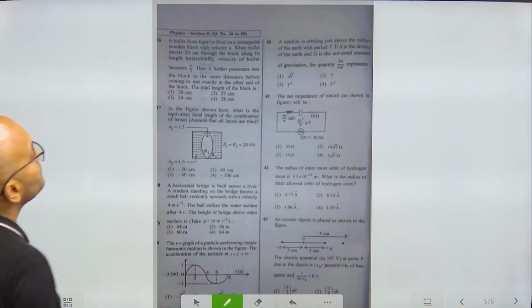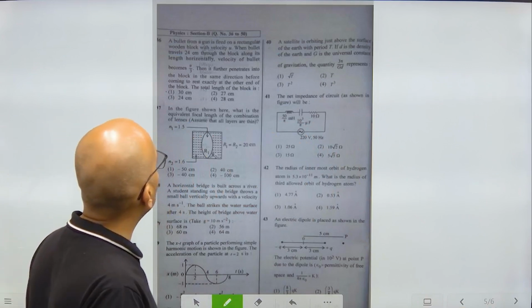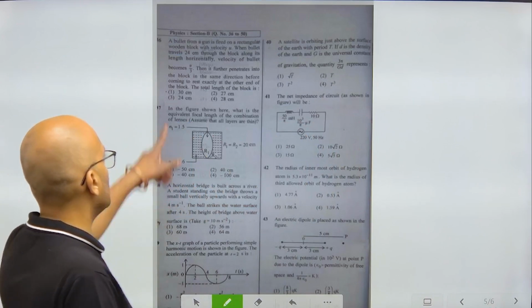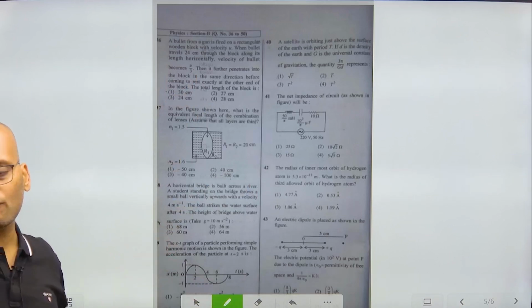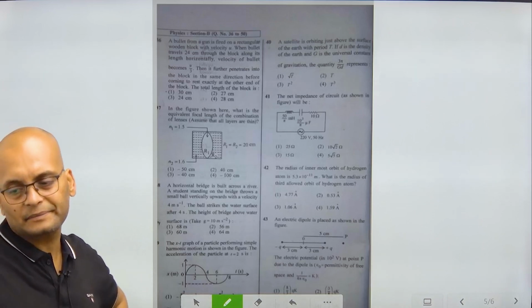Next, a bullet from a gun is fired. Now this was a sort of question, section B has started. So now questions will become a bit calculative, nothing else.